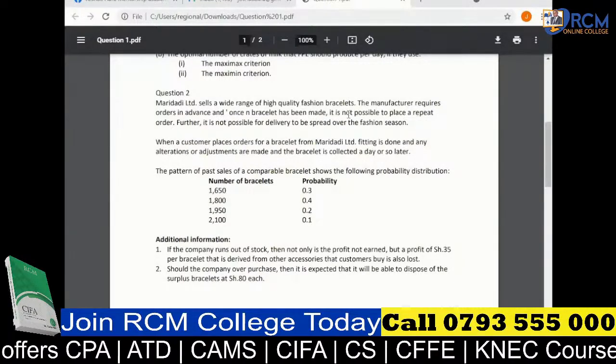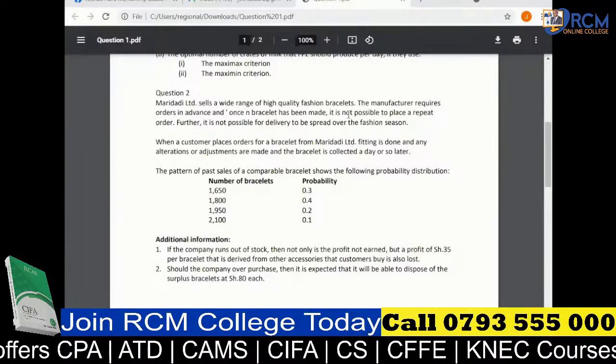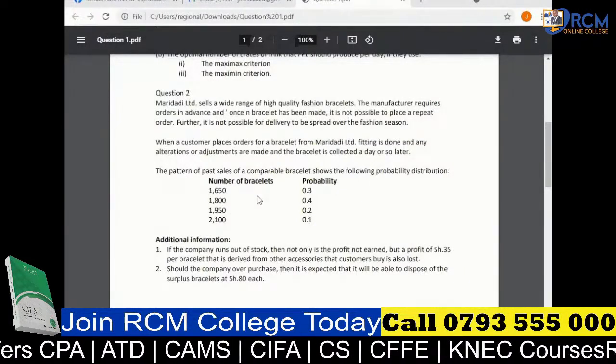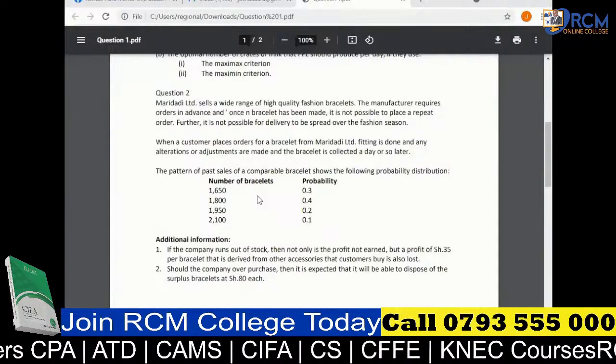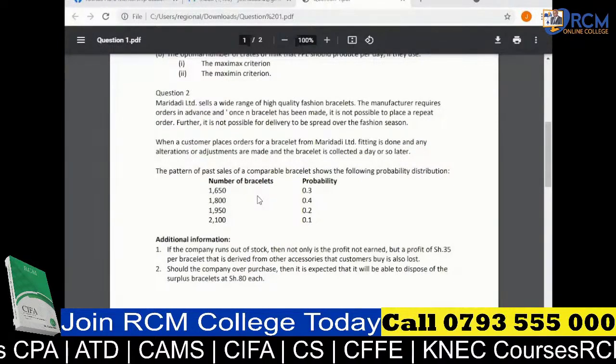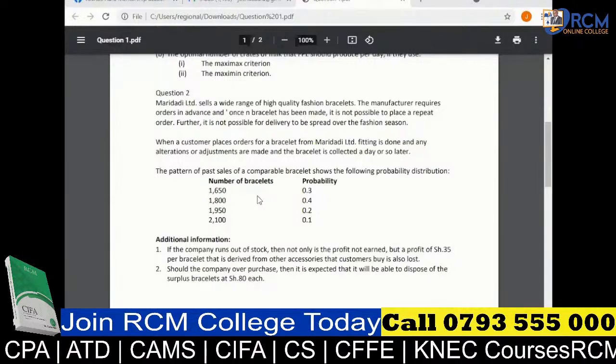So now, ladies and gentlemen, at least one thing here is so nice for us, is that they have given us the number of bracelets. So I'm so sure each one of us will be able to get something. They have given us the number of bracelets, 1650.